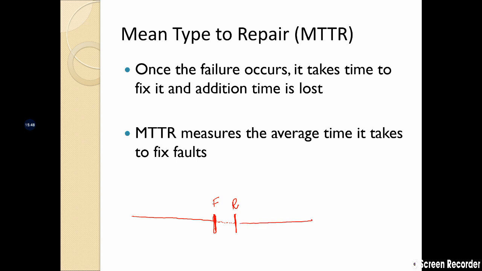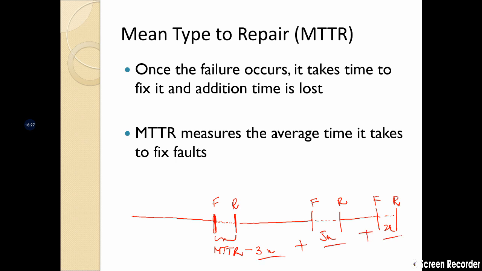So what is the time taken to fix faults? This is the time which is taken to fix that fault. That is called MTTR, which means mean time to repair. How do we calculate the mean? You observe the software over a long period of time. In this case, suppose the time to repair was 3 hours, let's say. Then again a failure occurred here, but it took more time to repair. So failure, repair, and this time it took 5 hours. Then again it failed here, and it took another 2 hours to repair. So the mean time to repair will be the average of 3 plus 5 plus 2. Mean time to repair is the average time it takes to fix the faults.